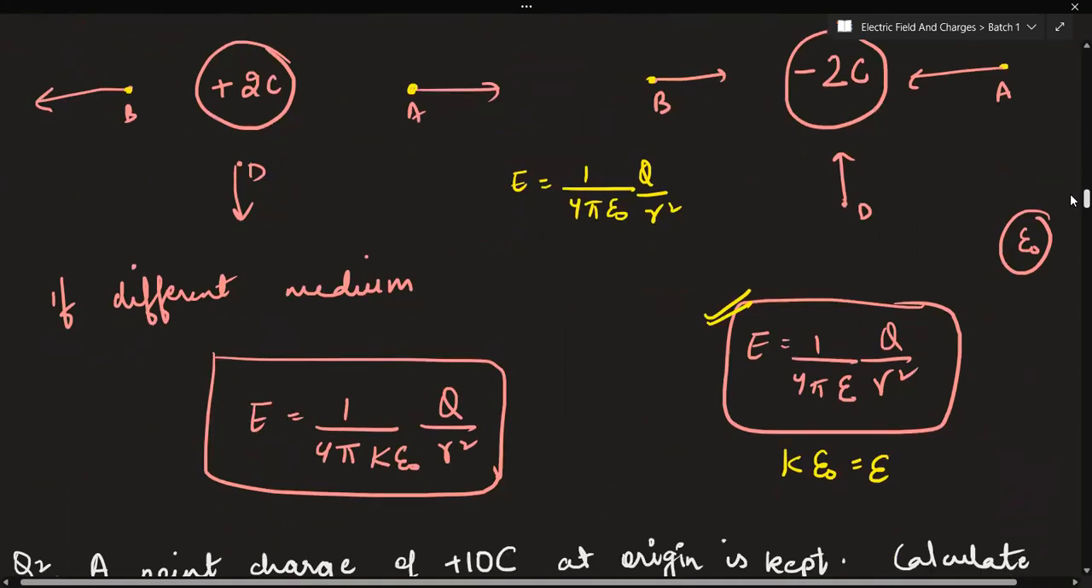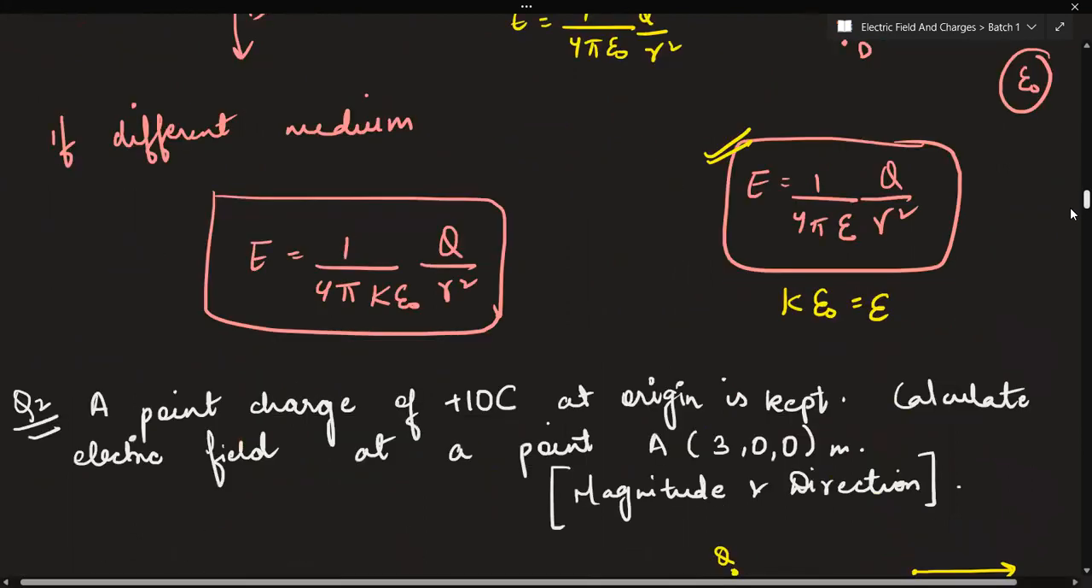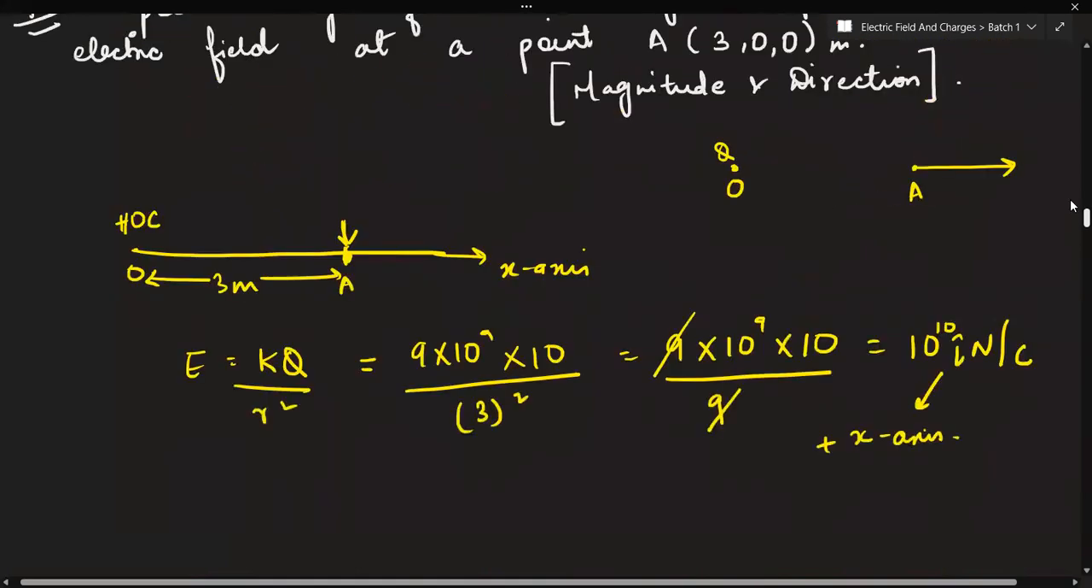Again, K is equal to epsilon by epsilon naught. That will become confusing. Please remember, it is epsilon by epsilon naught, not epsilon naught by epsilon. Epsilon will come first, then in the denominator you have epsilon naught, for both forces and electric field. Then questions we practiced.